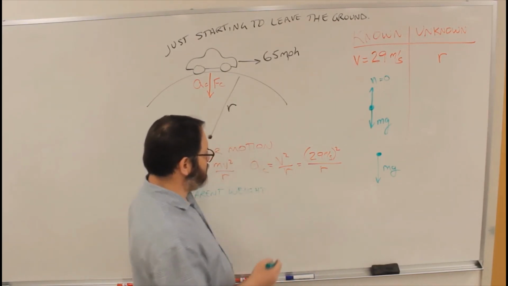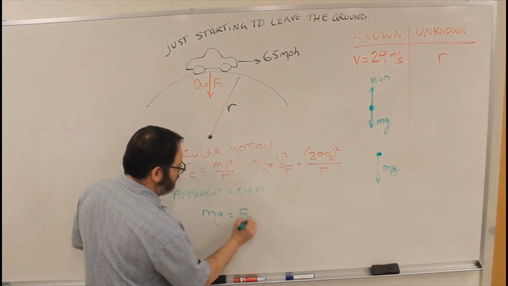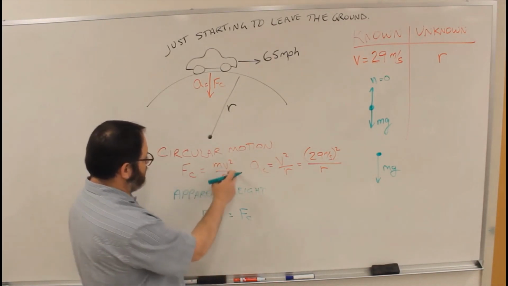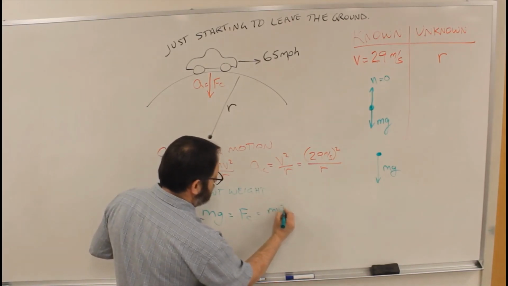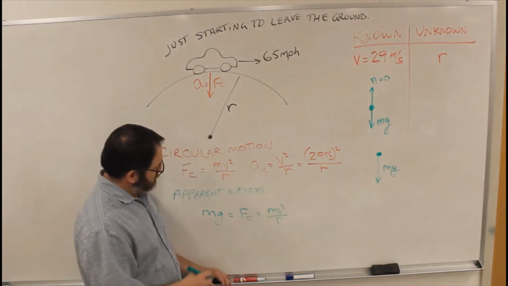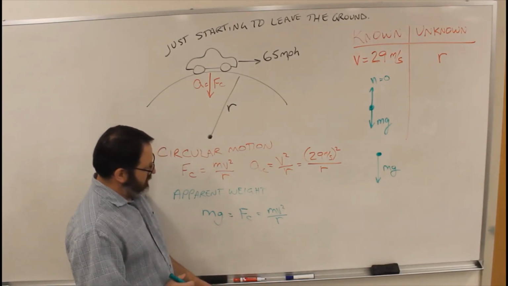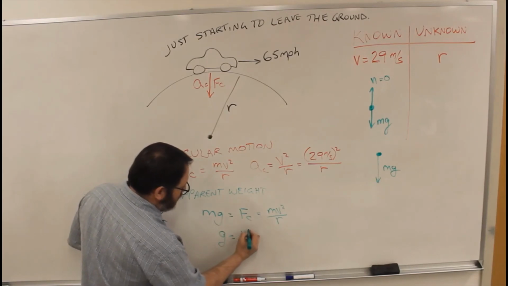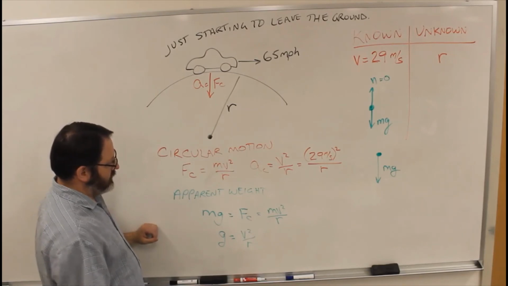So this mg has to be equal to the centripetal force. So centripetal force is mv squared over r. So mg equals mv squared over r. If I divide both sides by m, that means g equals v squared over r. Oh, that's interesting.